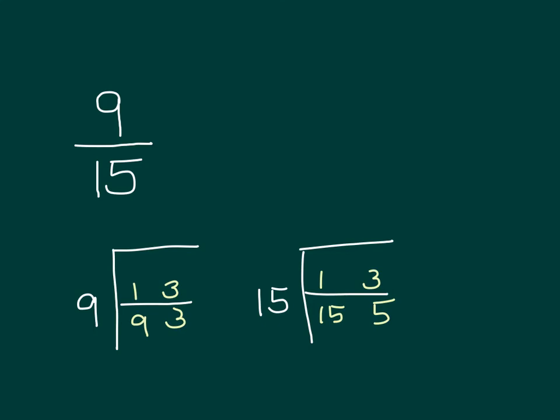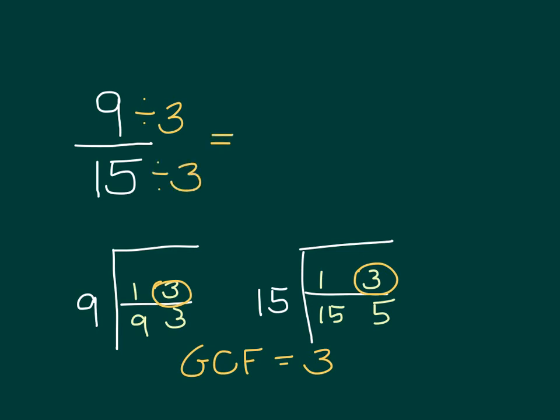If I look to find a common factor, I see that they both have 3 in common, and that's it. So the greatest common factor is also the only factor, which is 3. So here, that is the only number that you can divide both the top and the bottom by and get an equivalent fraction. 9 divided by 3 is 3, and then 15 divided by 3 is 5.